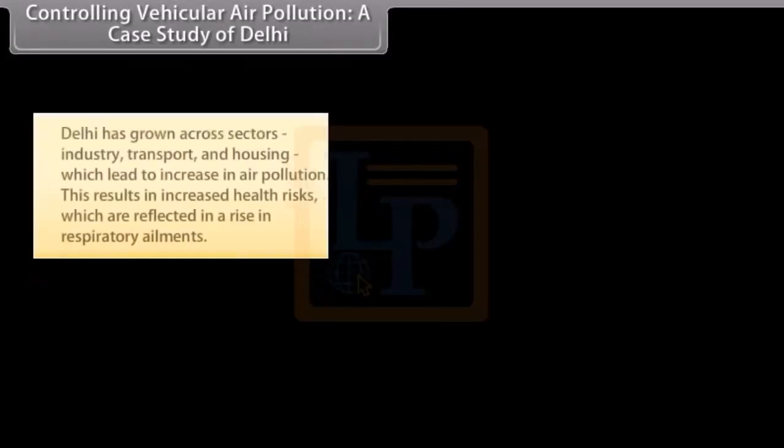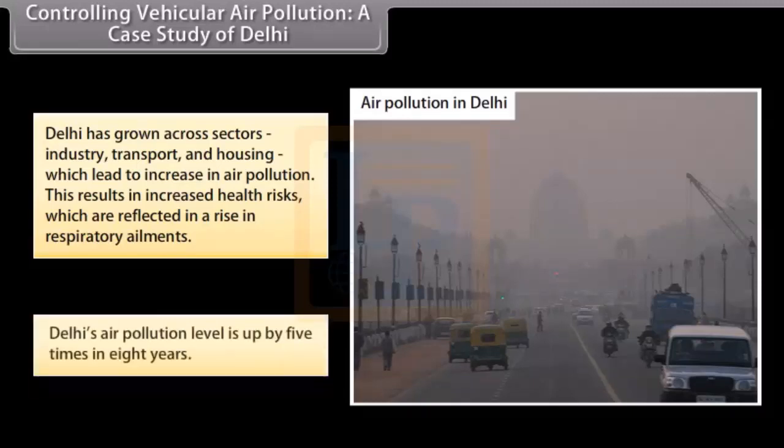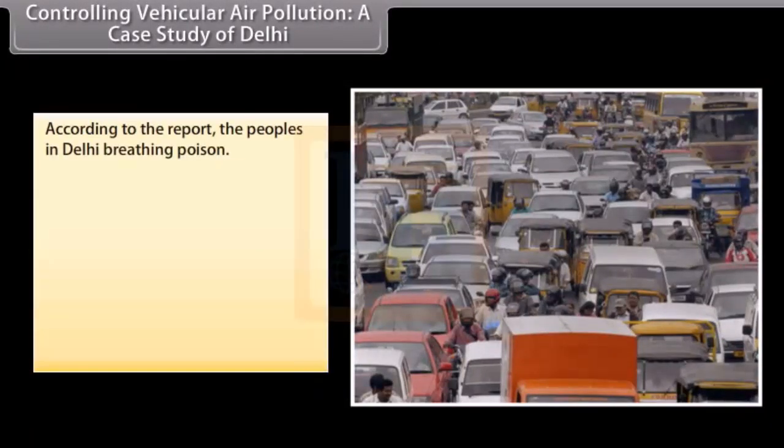Controlling vehicular air pollution, a case study of Delhi. Delhi has grown across sectors, industry, transport and housing, which lead to an increase in air pollution. This results in increased health risks, which are reflected in a rise in respiratory ailments. Delhi's air pollution level is up by 5 times in 8 years. According to the report, the people in Delhi are breathing poison.